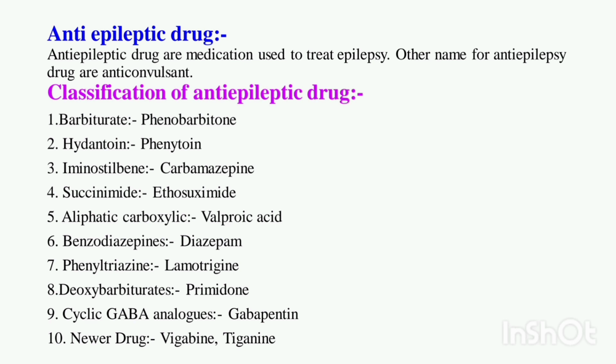Sixth one is benzodiazepine, example diazepam. Seventh one is phenyltriazine, example lamotrigine. Eighth one is deoxybarbiturate, example primidone. Ninth one is cyclic GABA analogue, example gabapentin. Tenth one is newer drugs, for example vigabatrin and tiagabine.